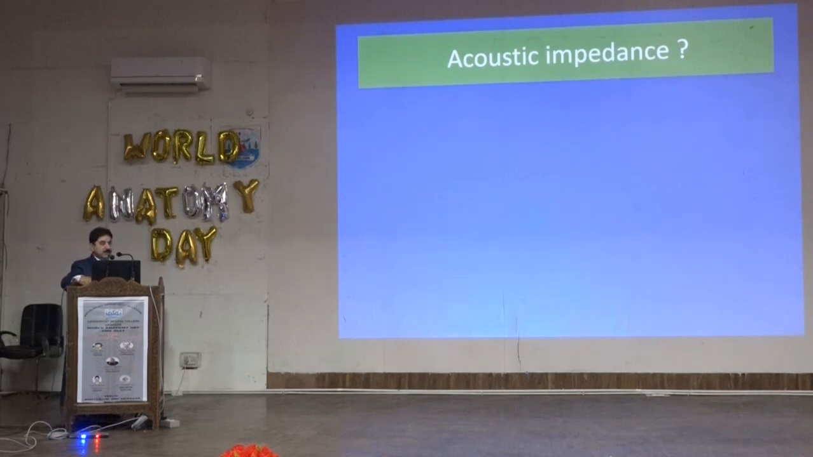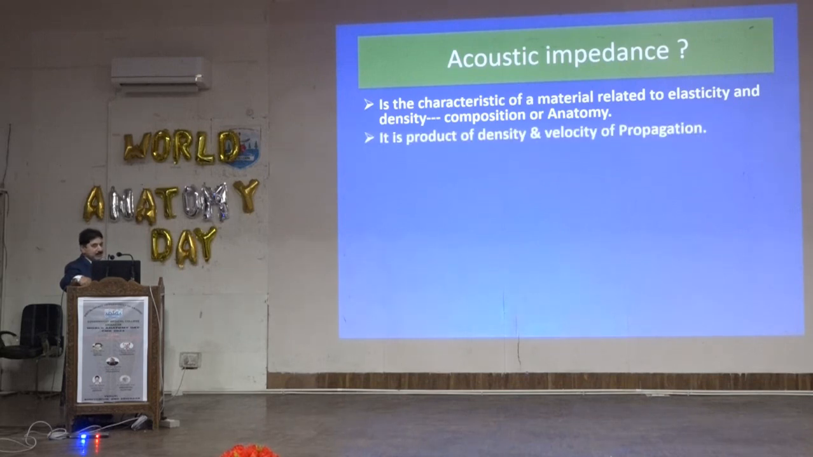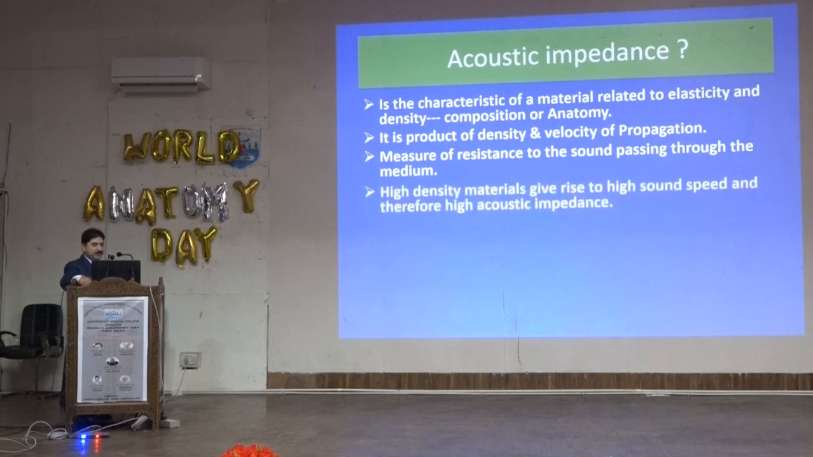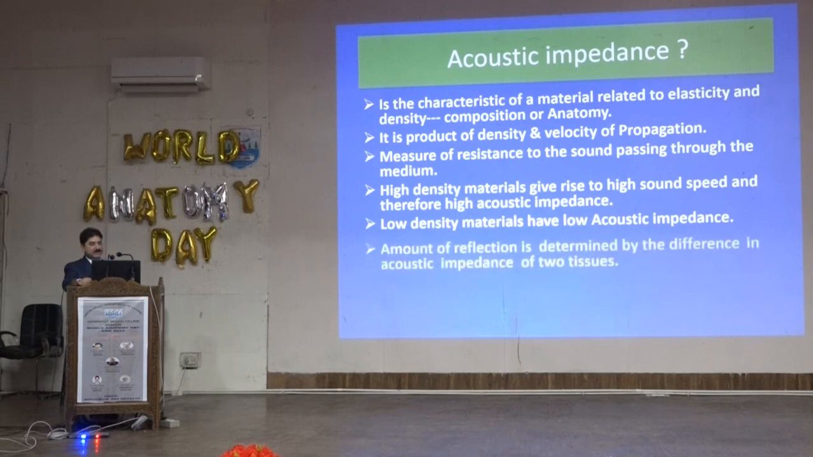But now what is acoustic impedance? It is the characteristic of a material related to elasticity and density, which in turn depends on the composition of the body, or on the anatomy of the particular organ. It is the product of density and velocity of propagation of ultrasound waves through the tissues of the body. It is a measure of resistance to the sound passing through the medium. High density materials give rise to high sound speed and therefore high acoustic impedance. Low density materials have low acoustic impedance.